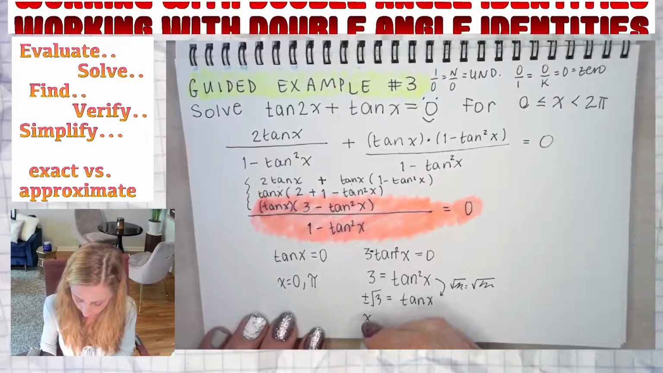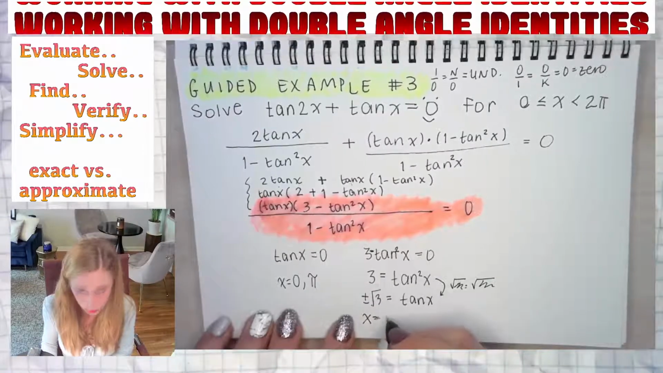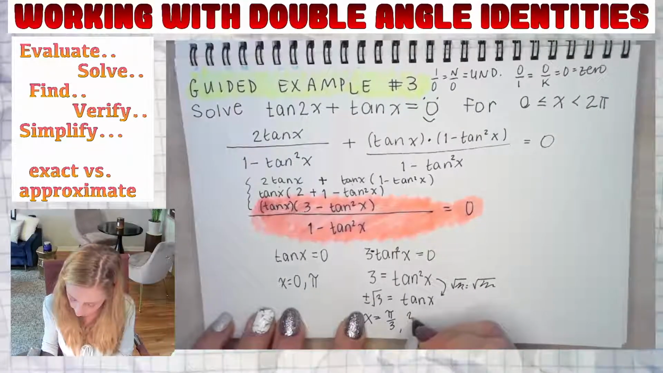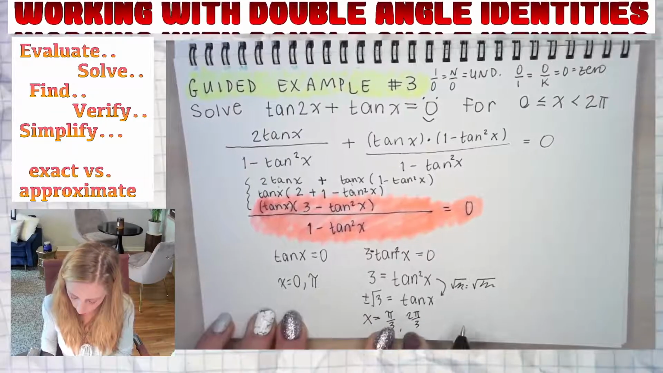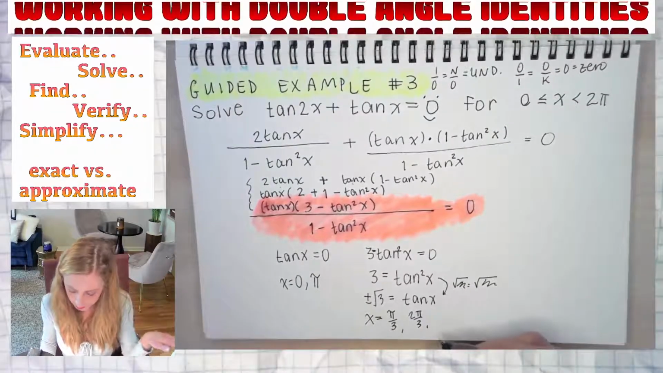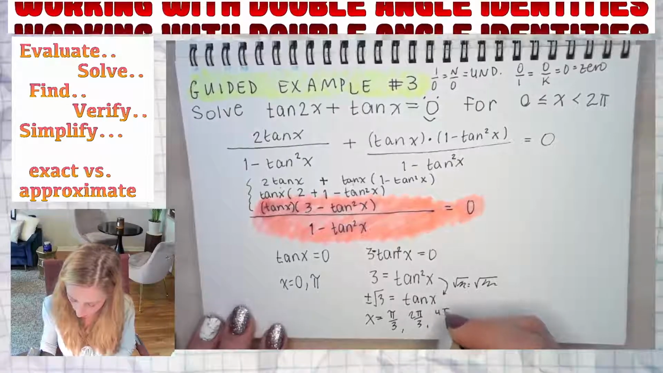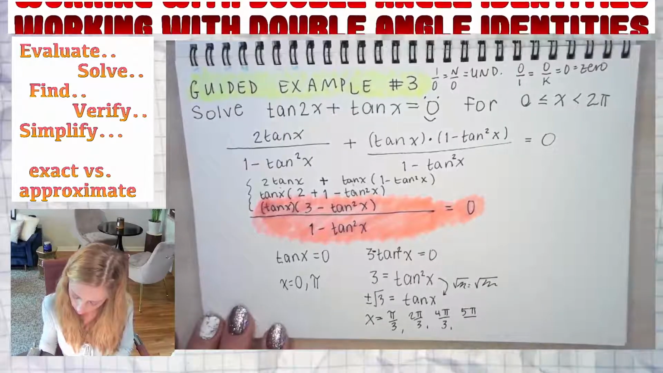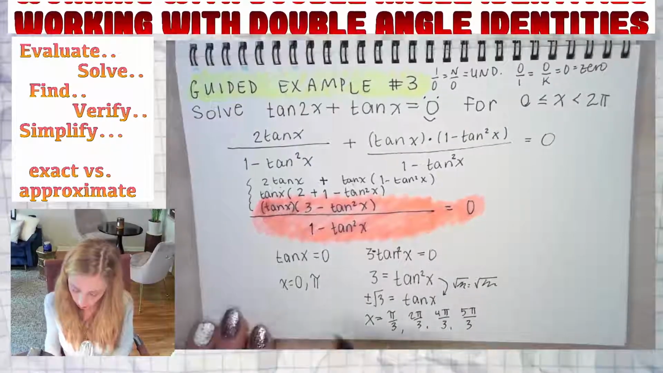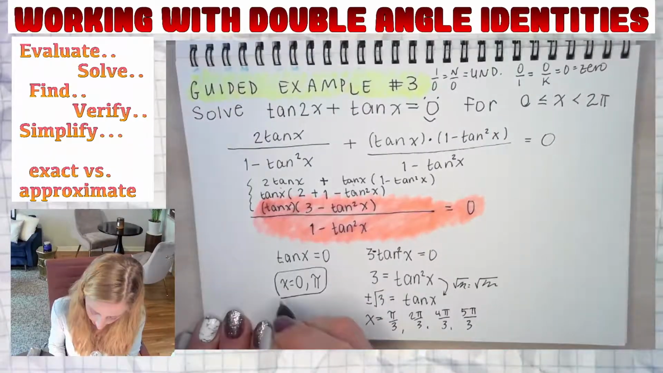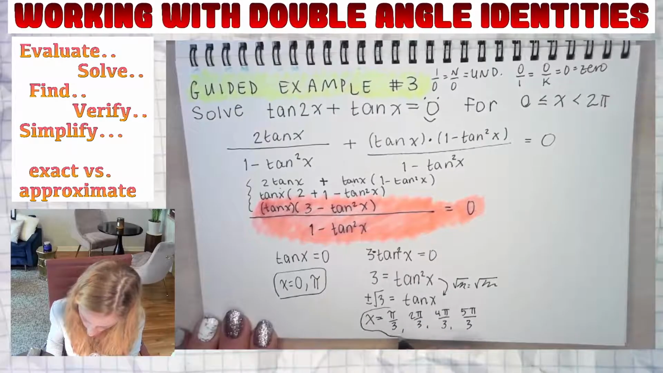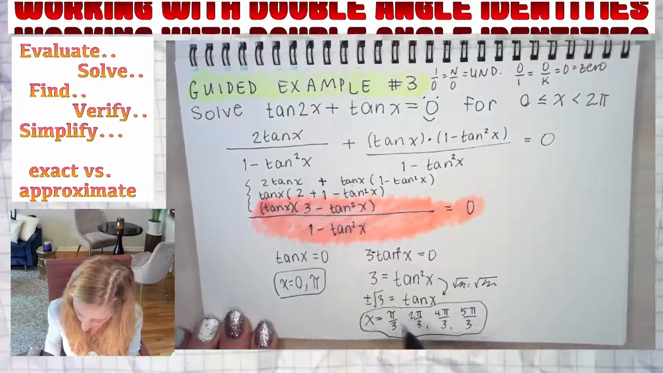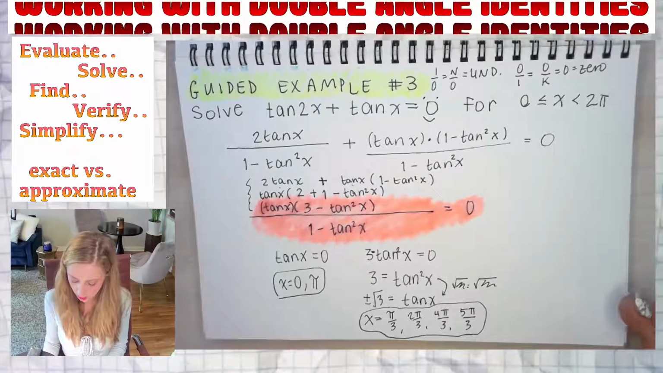What are those answers? X equals all the pi over 3's. So that's 1 pi over 3, 2 pi over 3, quadrant 1, quadrant 2. 3 pi over 3 is pi, but on the bottom there, 4 pi over 3, quadrant 3. And 5 pi over 3. That's on quadrant 4. So I just found 1, 2, 3, 4, 5, 6 answers. So I just found 6 answers to this problem.